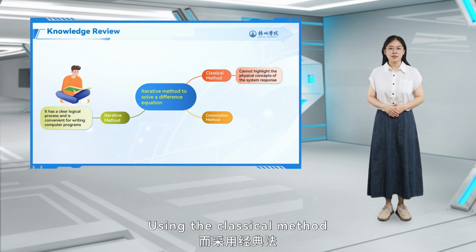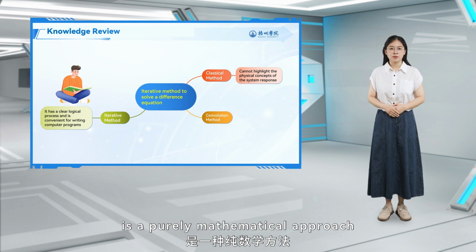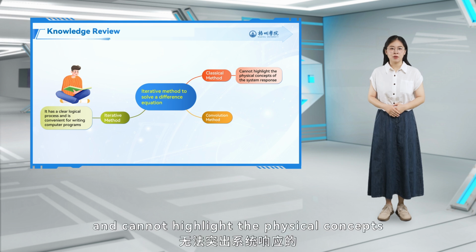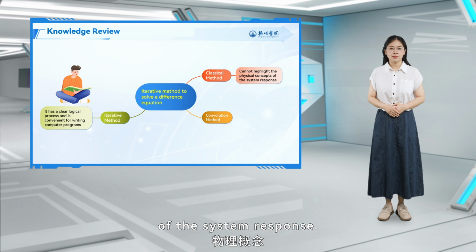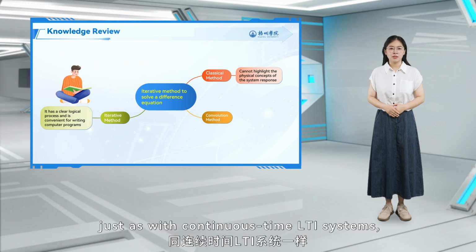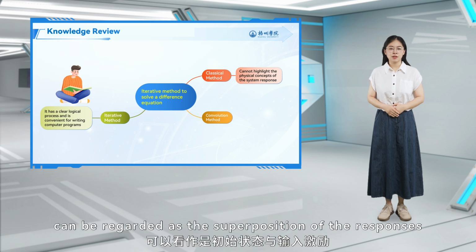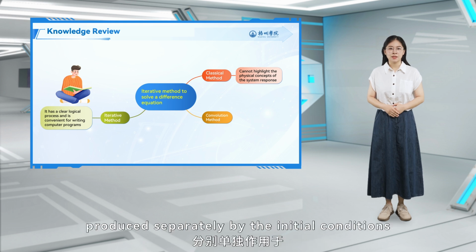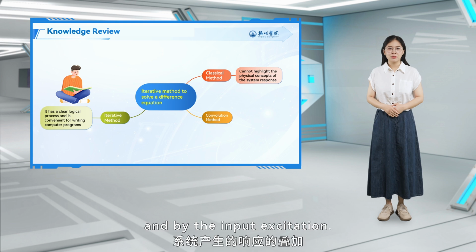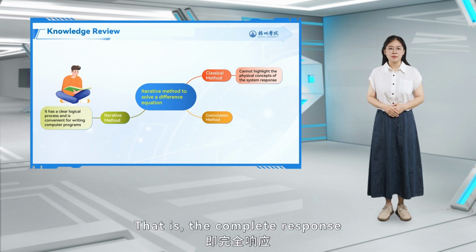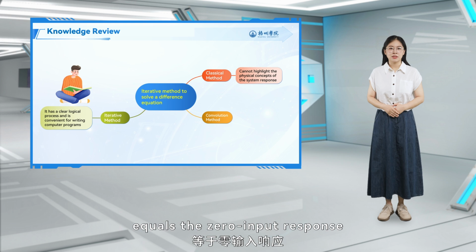Using the classical method to analyze the system response is a purely mathematical approach and cannot highlight the physical concepts of the system response. Therefore, just as with continuous time LTI systems, the complete response of a discrete time LTI system can be regarded as the superposition of the responses produced separately by the initial conditions and by the input excitation. That is, the complete response equals the zero input response plus the zero state response.